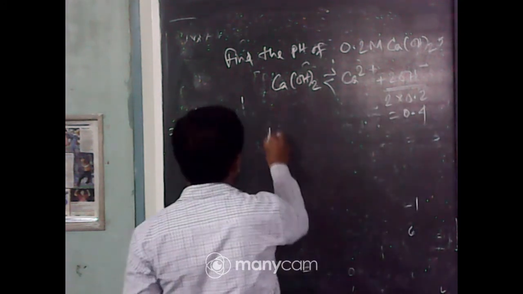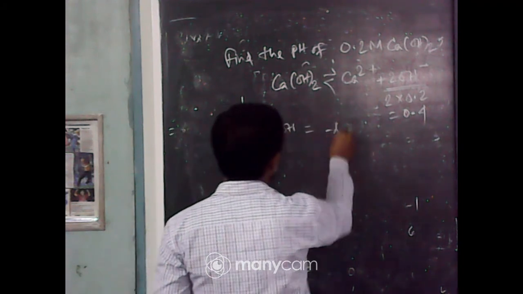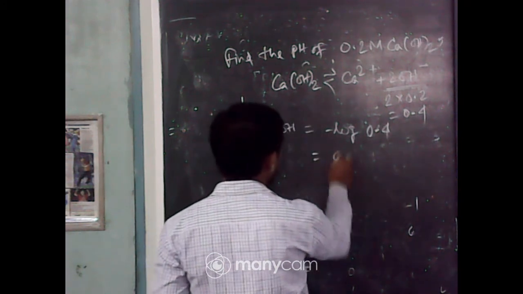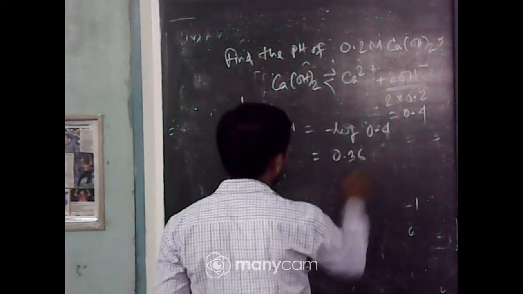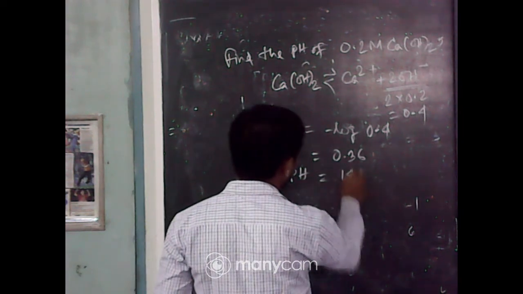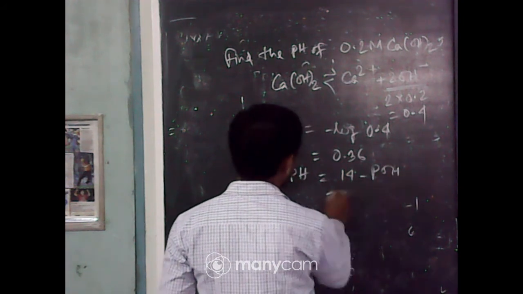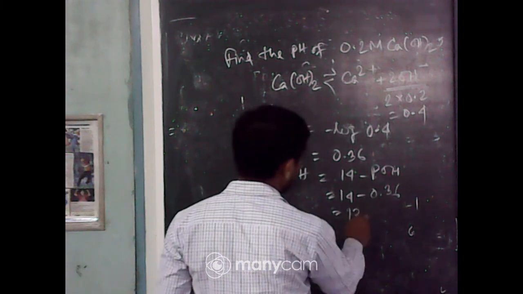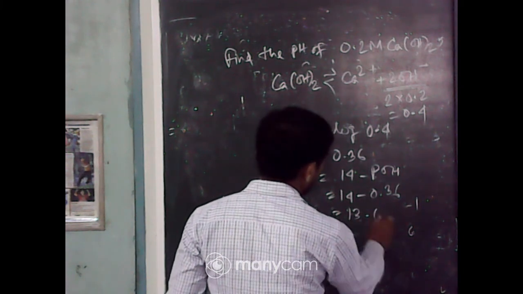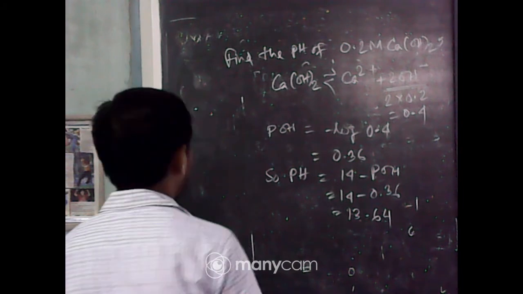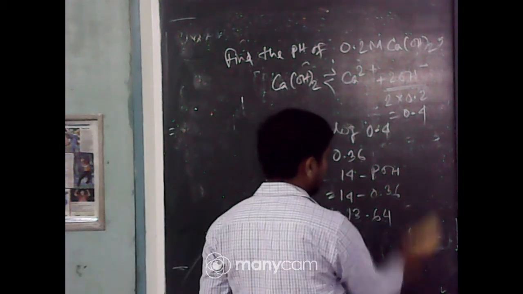Now, from here pOH is equal to minus logarithm of 0.4, the value is known to us, that is equal to 0.36. So, pH will be equal to 14 minus pOH, that is 14 minus 0.36, that is equal to 13.64. It will be the pH of the medium, that is the pH of the calcium hydroxide solution.